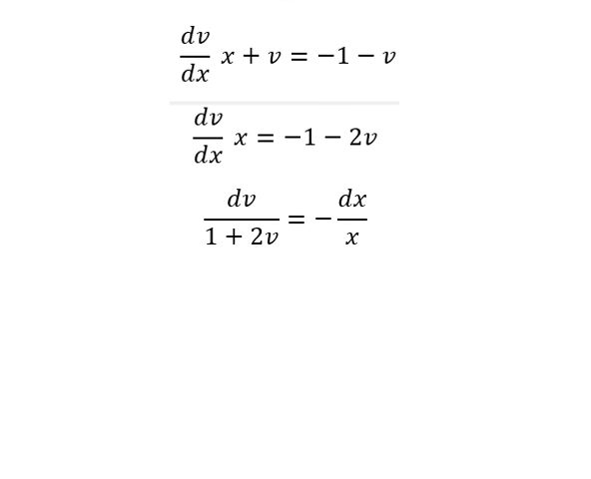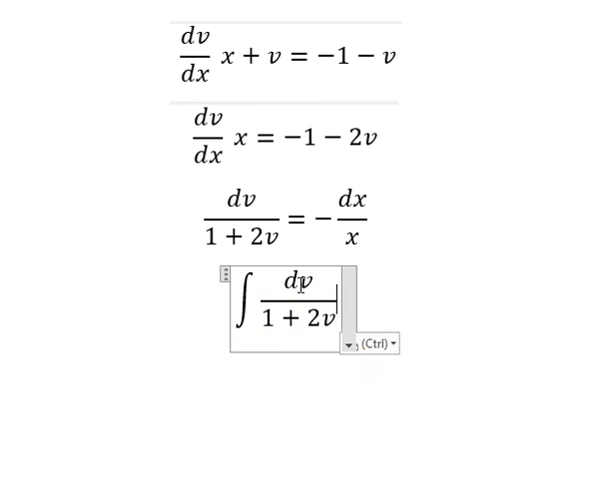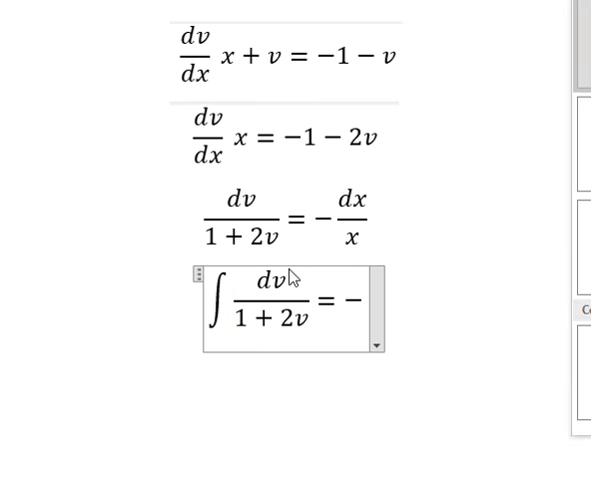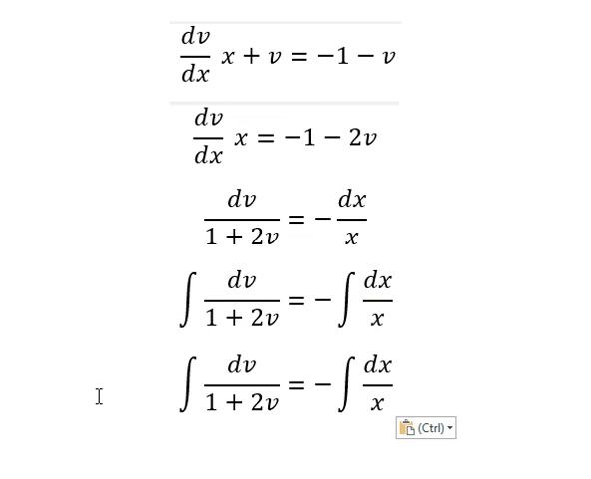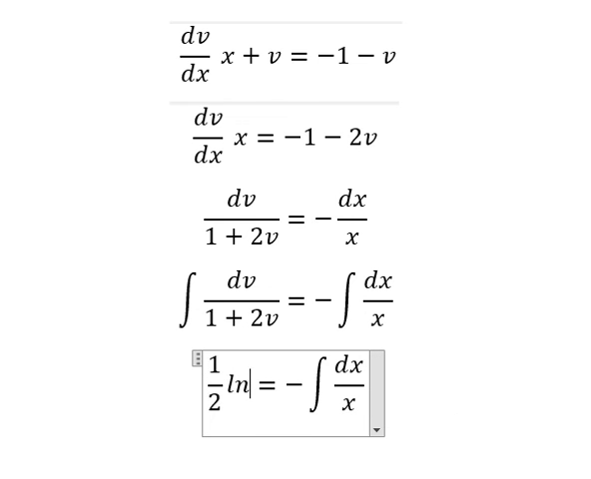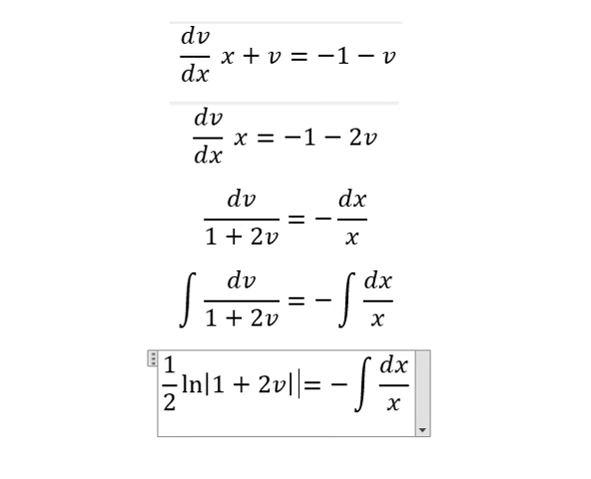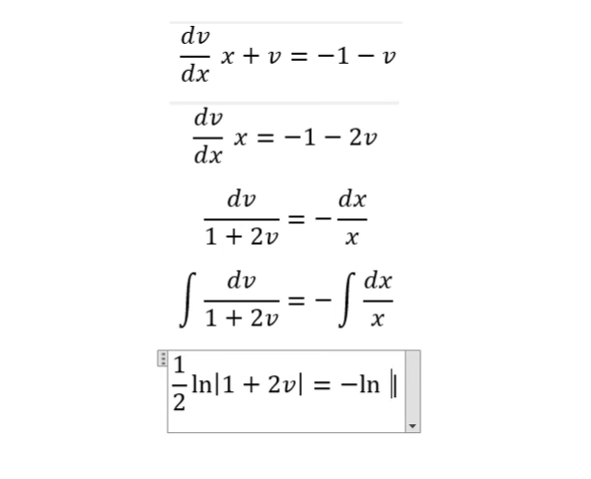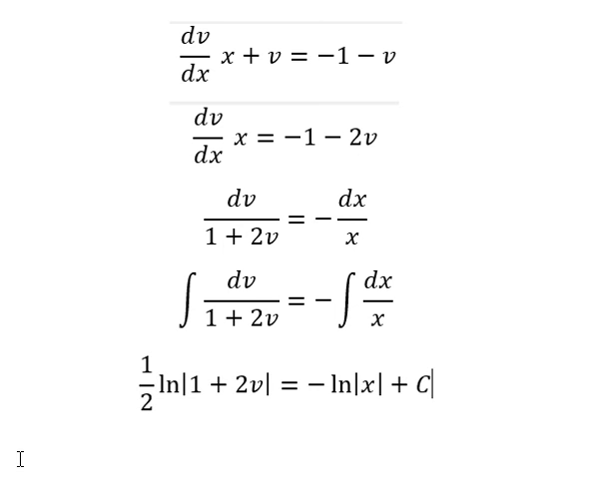Next, we put the integration for both sides. The integration of this one, we have 1 over 2 ln of the absolute value of 1 plus 2v. The integration of this one, we have ln of the absolute value of s, and I will put plus c.